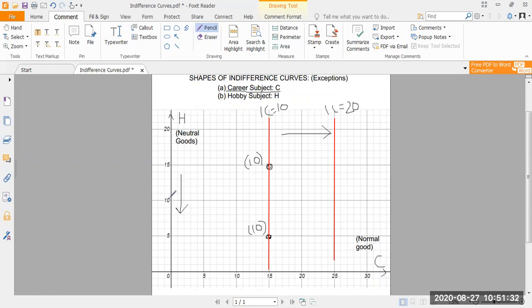So this is the shape of the indifference curve when you have a neutral good on the vertical axis. When you have neutral goods on the vertical axis, you essentially end up with vertical indifference curves, where the amount of x is essentially the deciding factor of the amount of utility that you achieve. So that's what you have when you have neutral goods on the vertical axis.